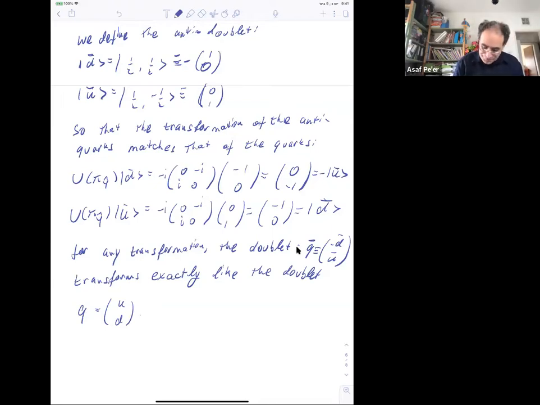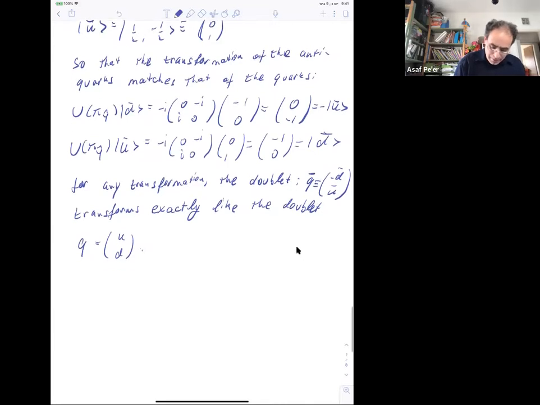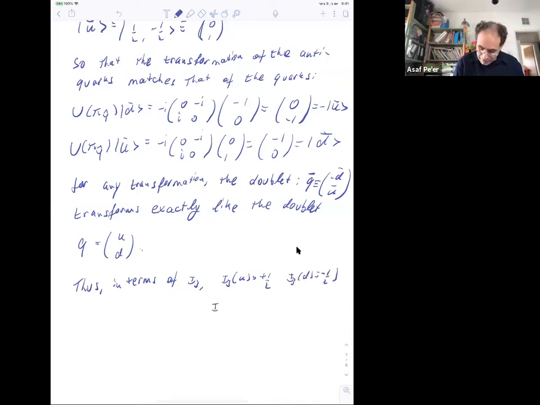So in terms of the isospin assignment, in terms of I3, we have I3 of U is plus 1/2, I3 of D is minus 1/2, I3 of the anti-U quark is minus 1/2, and I3 of the anti-D quark is plus 1/2.